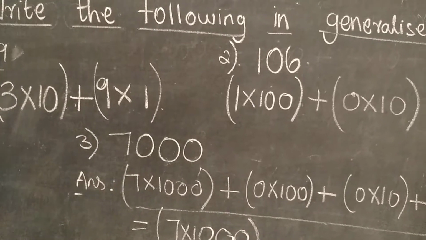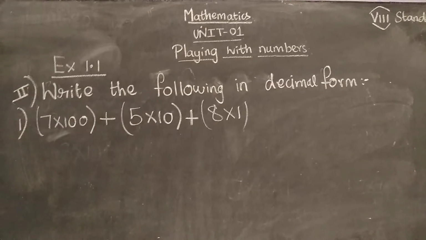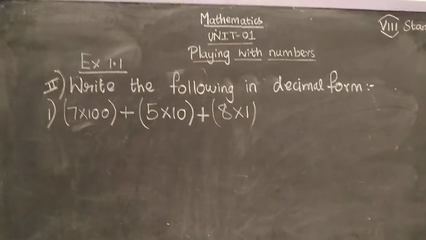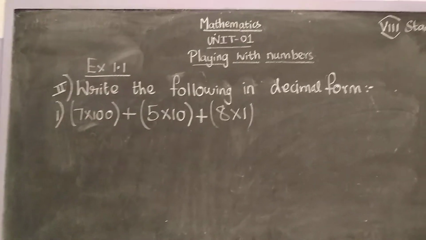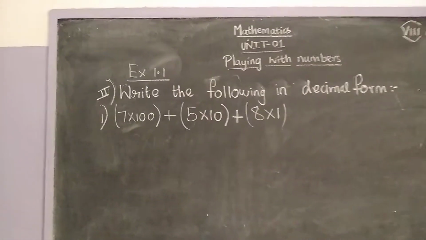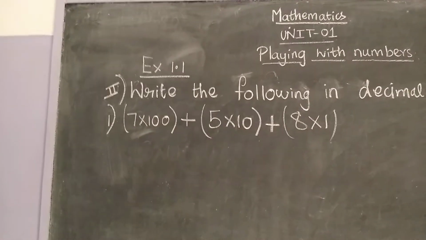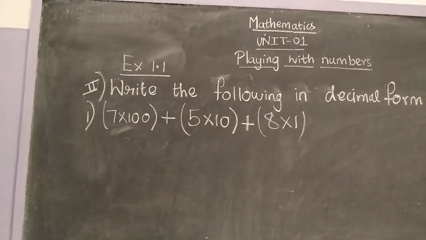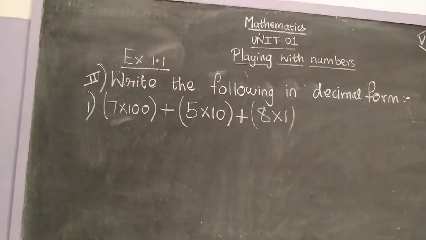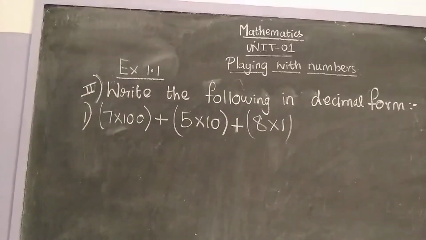Okay, let me go for the second main now. Second main we have like this. Write the following in decimal form. First main, write the following in generalized form. They were giving the decimal form and we were being asked to write it in the generalized form. But here they have given you a generalized form and they are asking you to write it in the decimal form. Pause the video and copy the question.